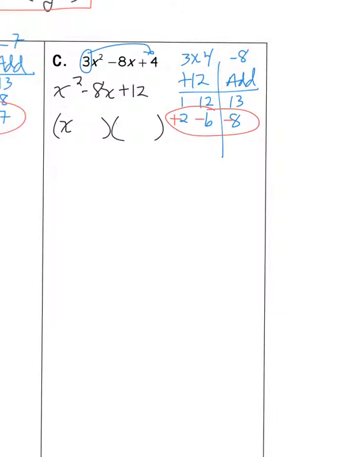X squared becomes x and x. And then you put in your plus 2 and your minus 6. But we can't forget to back out this 3. So we're going to divide by 3, divide by 3. This 3 does not divide into the 2, so it pops up. So I get a 3x plus 2, and negative 6 divided by 3 is negative 2, so I get x minus 2.